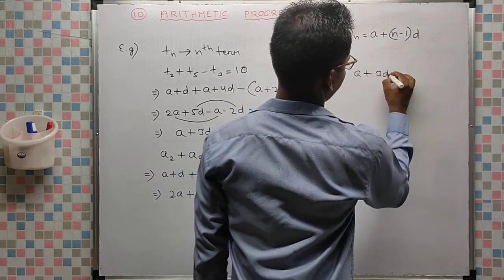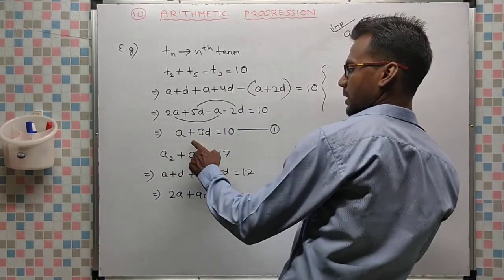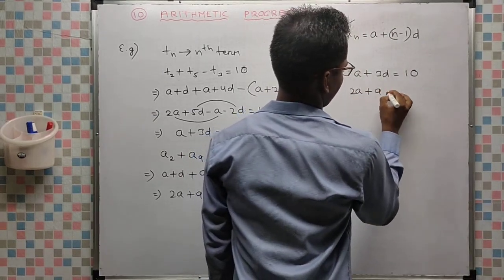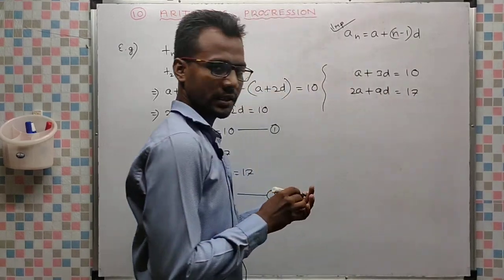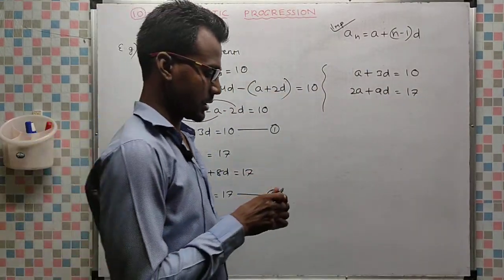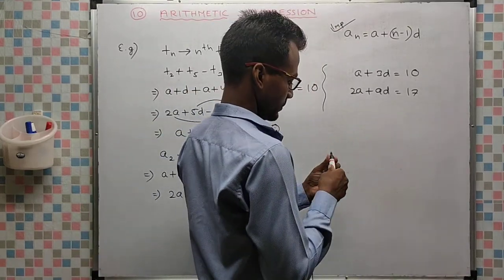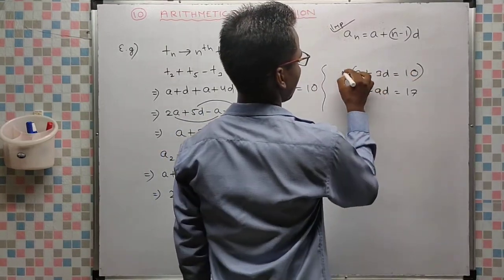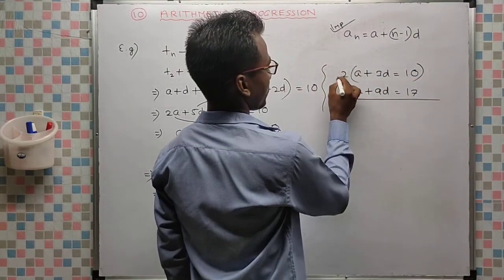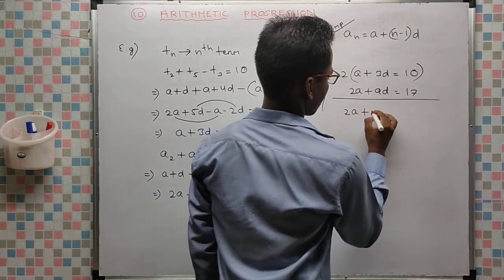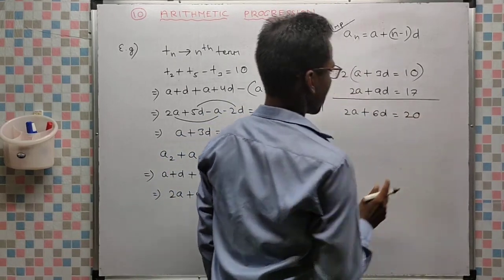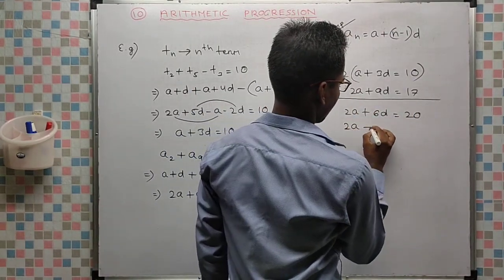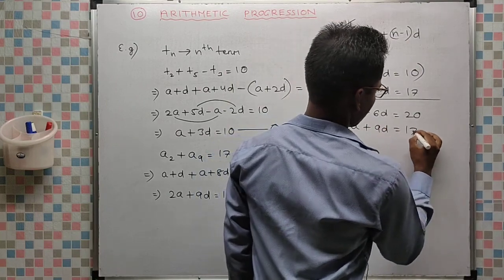A plus 3D is 10. 2A plus 9D is 17. I am using the elimination method. I will equate the coefficient of A by multiplying the first equation by 2, so it will become 2A plus 6D is 20. The second equation as it is, 2A plus 9D is 17.